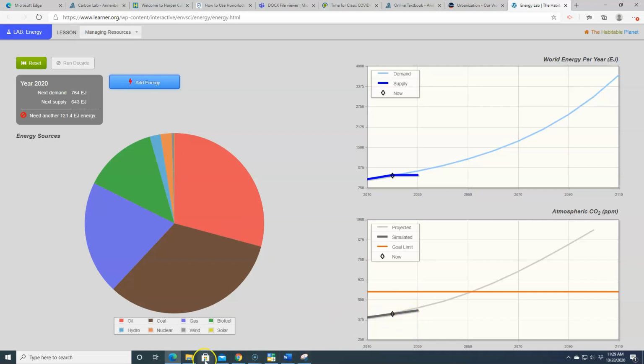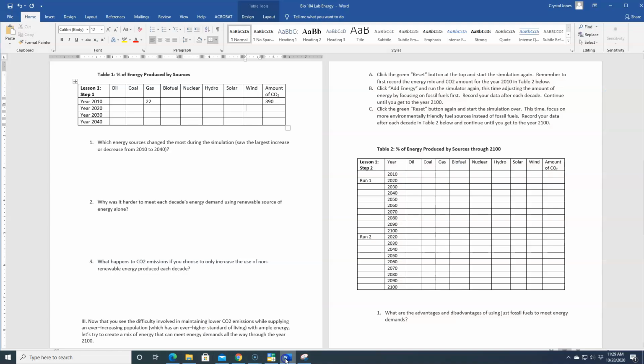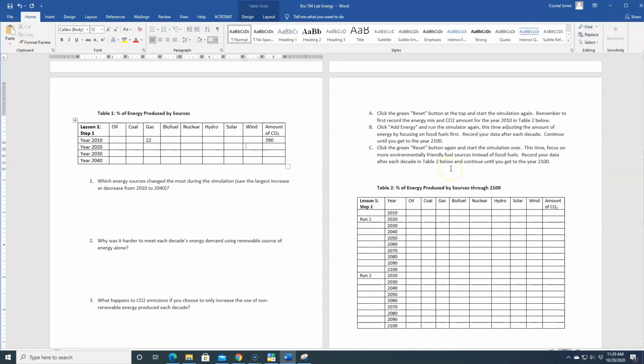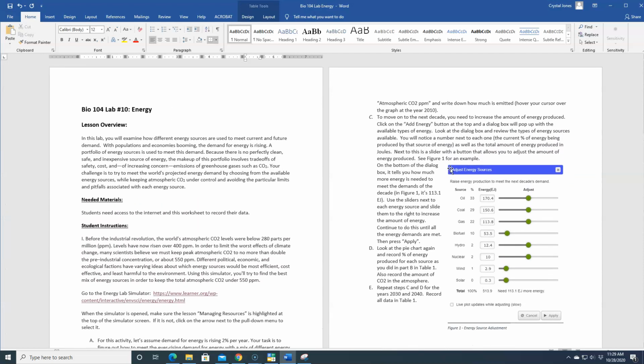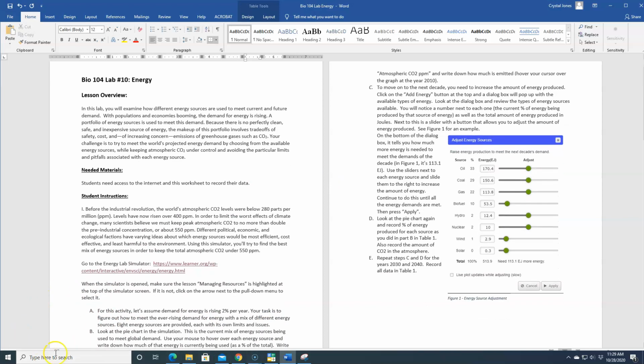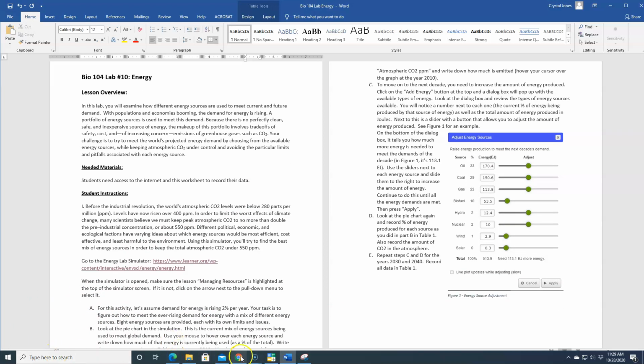So if you have any questions at all about the lab or running the lab, this lab does not need Flash to run. It's not a Flash-based extension. I know that was a problem a few weeks ago when we did the drinking water lab. This lab is not a Flash-based extension, so you should be good to go.